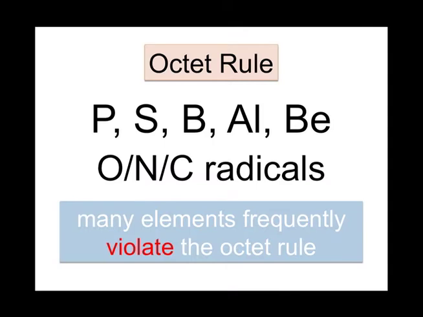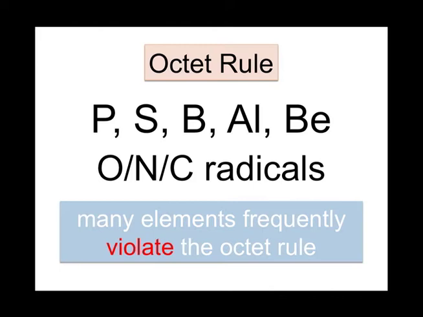We've learned about elements that frequently violate the octet rule, including instances when even elements like oxygen and nitrogen can violate the octet rule to form odd electron molecules. So now we have to practice drawing Lewis structures for these kinds of molecules, so that we can understand the bonding behavior of any molecule we might encounter.